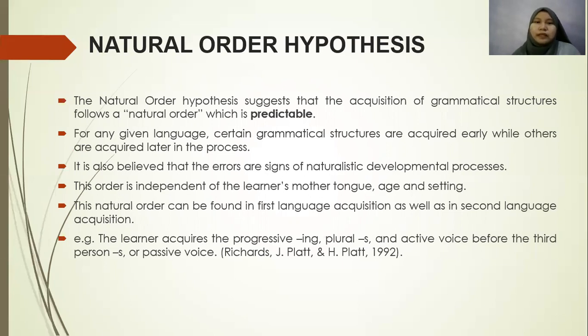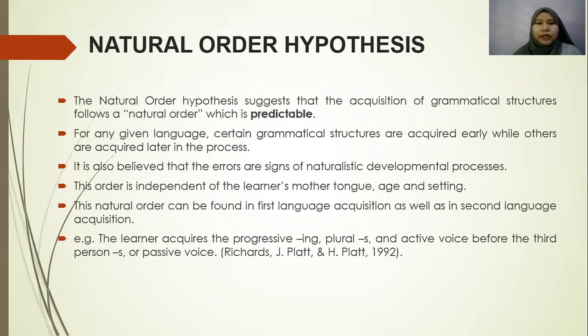It is also believed that the errors are signs of naturalistic developmental processes. This order is independent of the learner's mother tongue, age, and setting. It means it doesn't have a basis on the learner's mother tongue, age, and setting. The natural order can be found in first language acquisition as well as in second language acquisition.